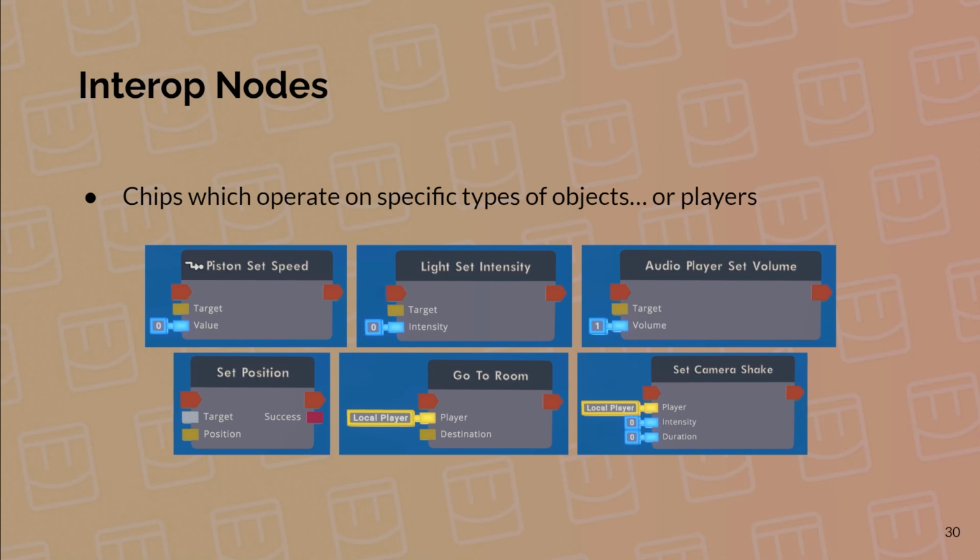And those 3 on the top, which operate on objects, let's take piston set speed, for example, have a target port. That chip needs to know, oh, you're setting the speed of a piston. Which piston? And where might you wire that port to? The self port on an object board. Here's an example.